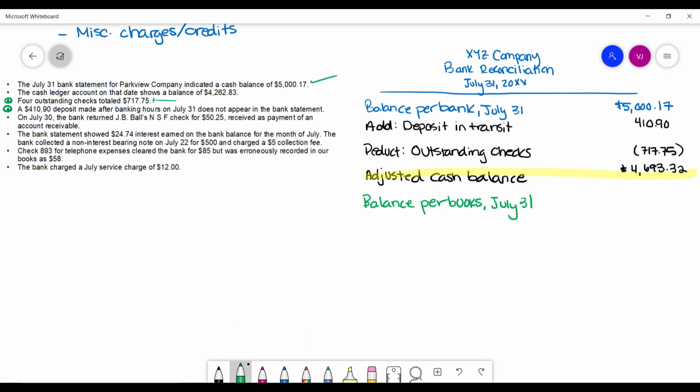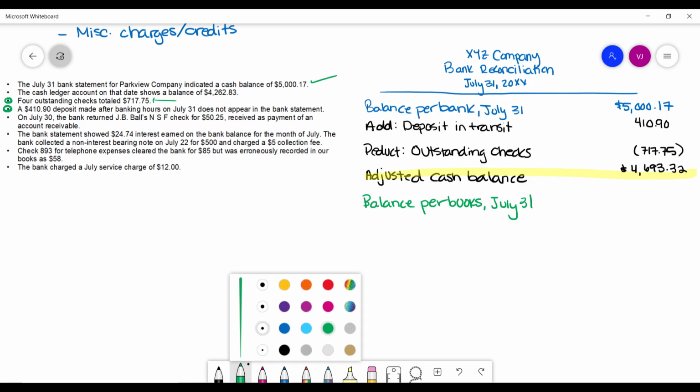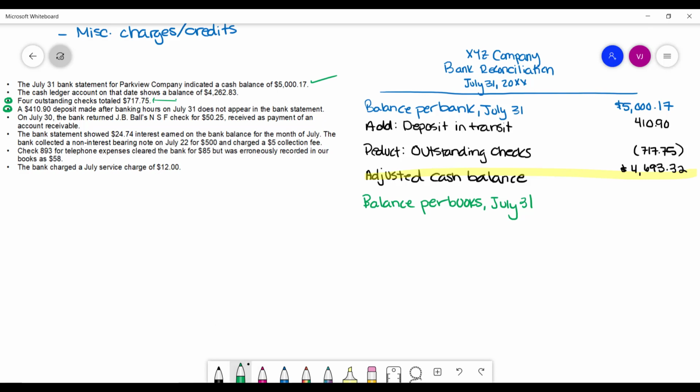So let's take a look. So far we've finished off with that first bullet point. We're done with this one, and we're done with this one. So we want to take a look. Okay, the balance per the books, it says that the cash ledger account on that date shows a balance of $4,262.83. So we'll write $4,262.83. So that's quite different from what the bank statement says is in our checking account. So we want to adjust this now.